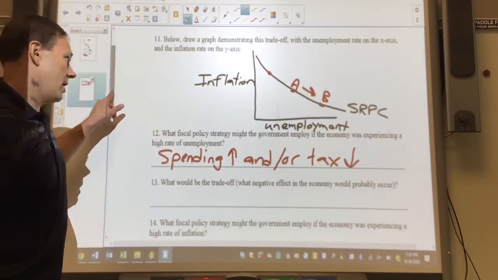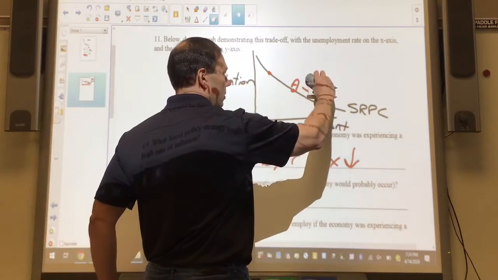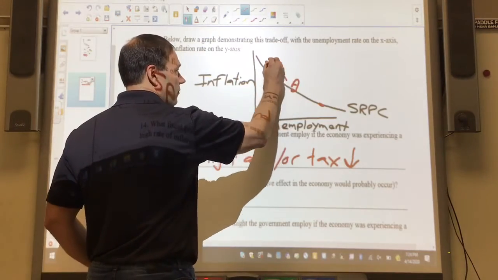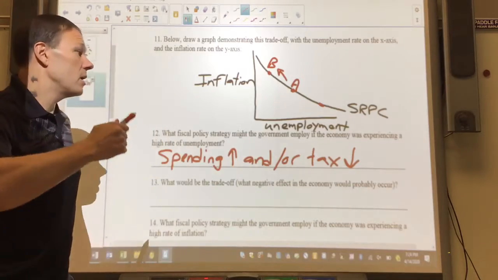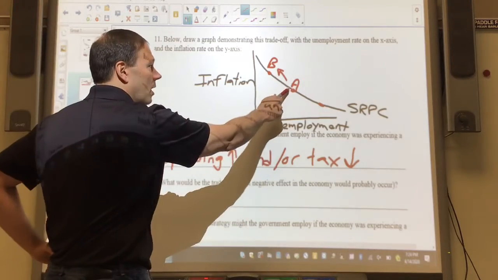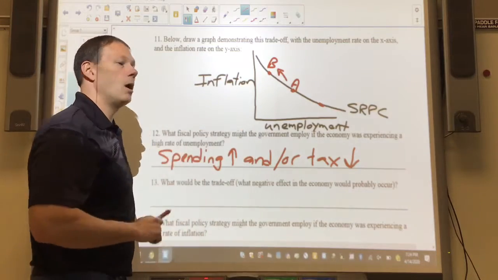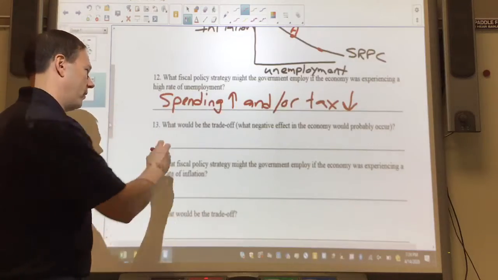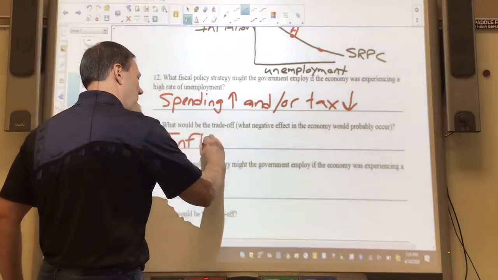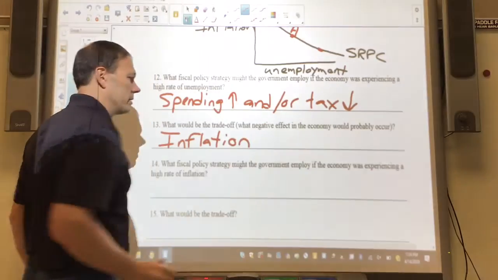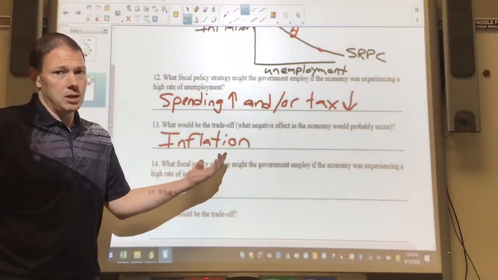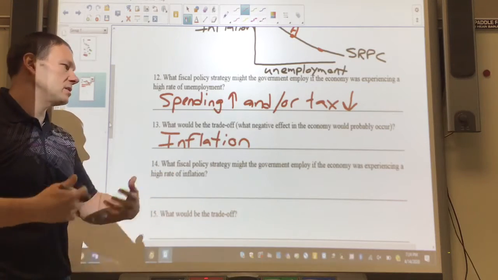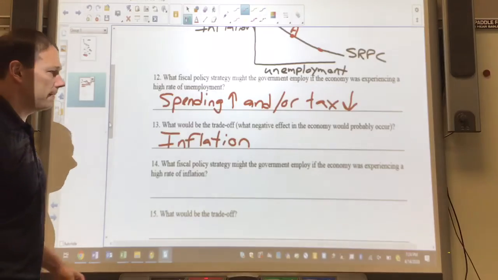Now, here's the good news. As they spend more and tax less, what did we learn? That's going to increase aggregate demand in the economy, and that would move us this first way that I did toward point B. Here's the good news. Unemployment comes down as we move from A to B. What's the bad news? Inflation goes up. Remember, that's the trade-off. The bad part about that is that we might see some higher prices. And again, maybe the economy is suffering to the point where it's a necessary evil, and we're willing to deal with higher prices to make sure that people are getting back to work.